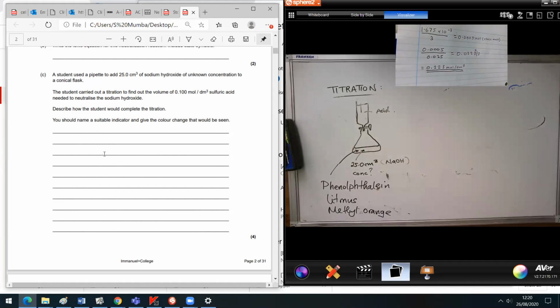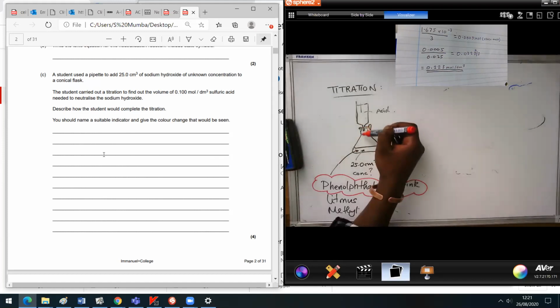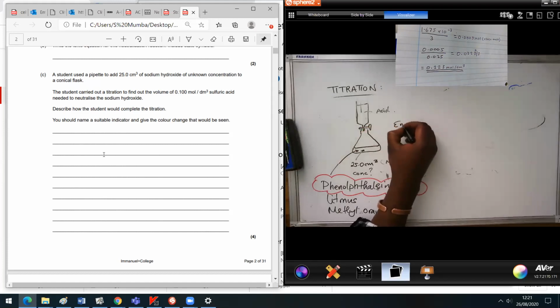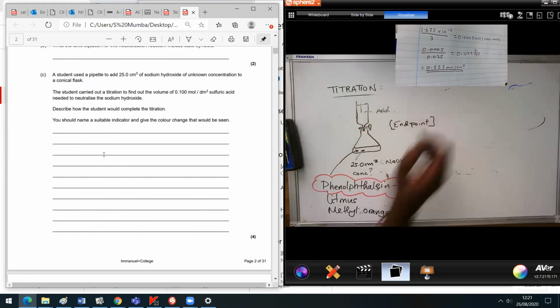So the key thing is the phenolphthalein. What did we say? It's colorless in acid, but pink in alkali. So when you place it in here, let's imagine we're going to use this one, we're going to expect it to be pink. Once we've added the acid and all the reaction has finished, what are we expecting it to change to for us to know that the reaction has reached the end point? One of the key words there is end point.